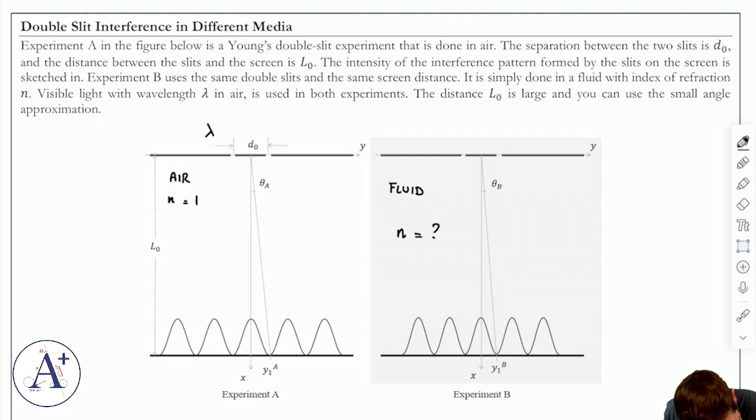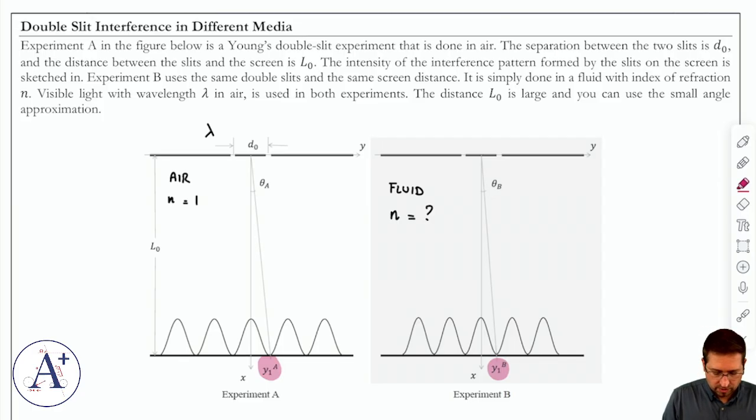n is equal to, we don't know, but we would like to figure out what n is, so that's what we're trying to find. And the only difference that we observe is that the location of the first dark fringe to the right of the bright central fringe is y1a in the first case, and then something slightly smaller, y1b, in the second case.